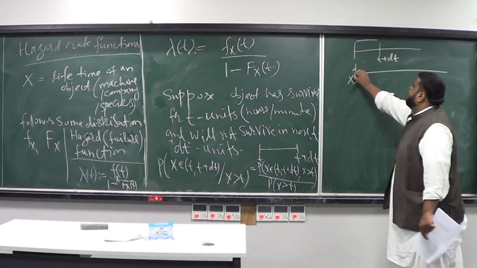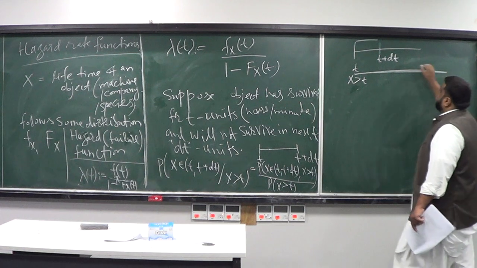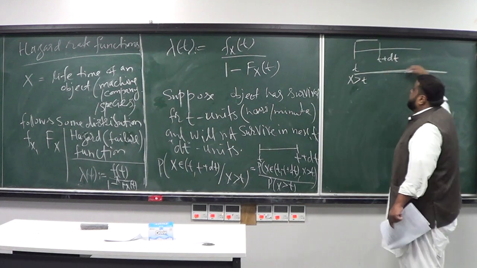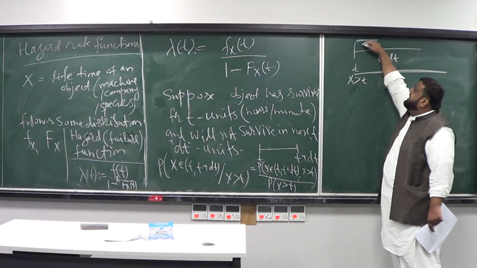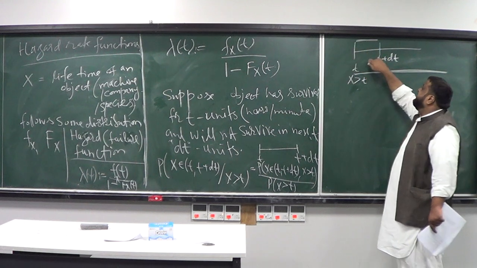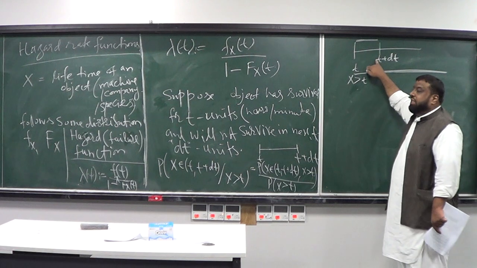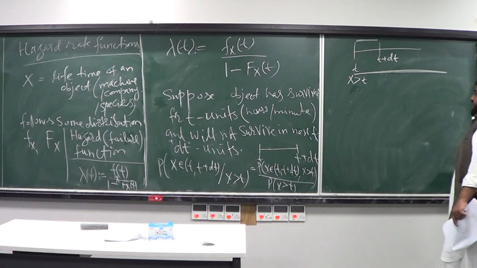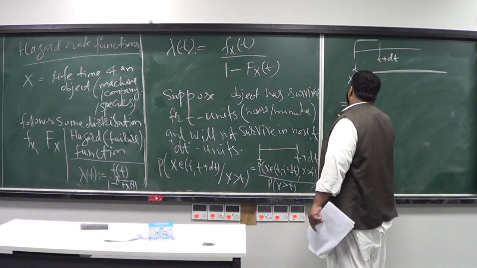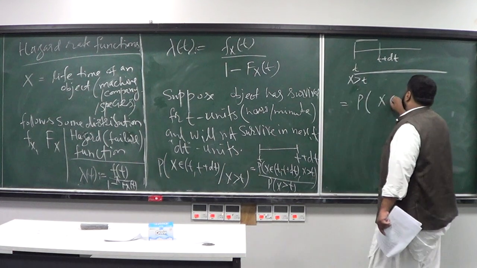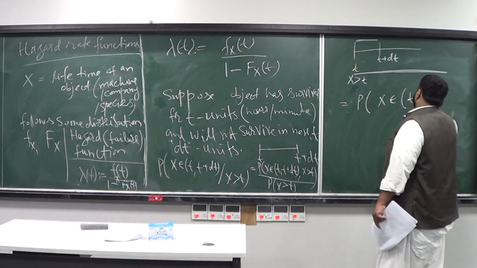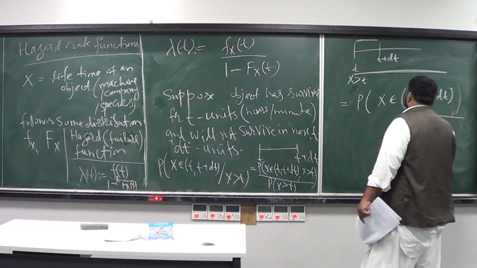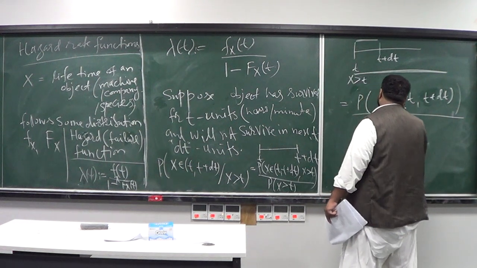So we can see that this set is bigger and this set is smaller, and this set is part of this bigger set. So the intersection of these sets, in other words x being between t and t plus dt, is going to be a subset of x being bigger than t. So this intersection will become the probability that x is in the interval t to t plus dt, divided by the probability x bigger than t.